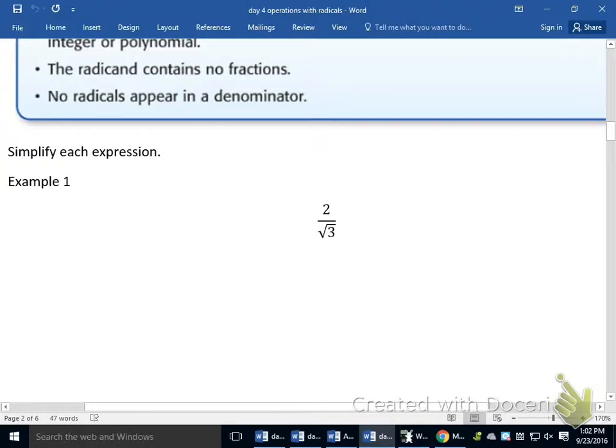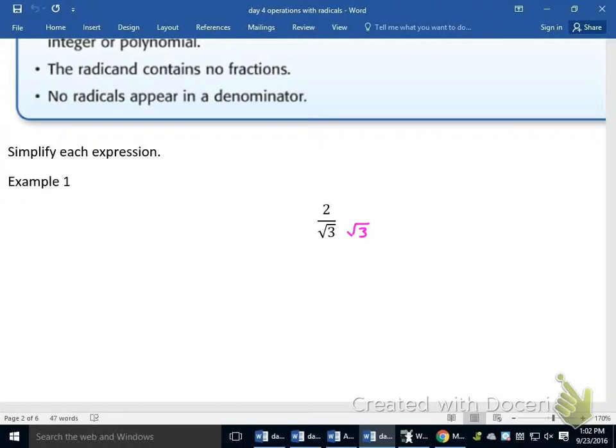So for this problem, the problem with it is that the last thing is happening, that there's a radical in the denominator. To cancel out that radical in the denominator, I need to make that 3 a perfect square, something I can square root. To do that, I'm going to multiply it by the square root of 3. That will make it the root of 9, which I can work with.